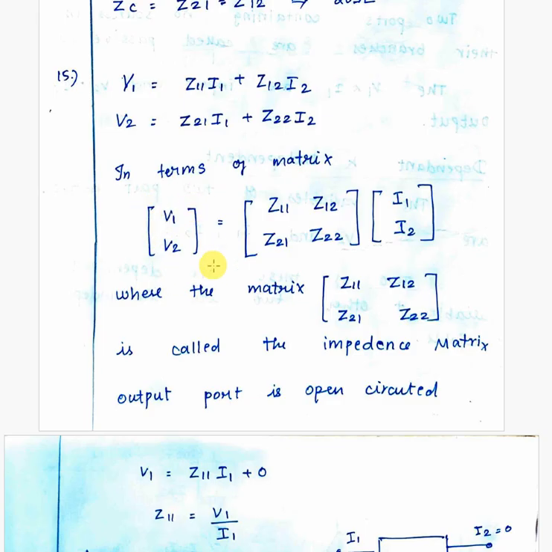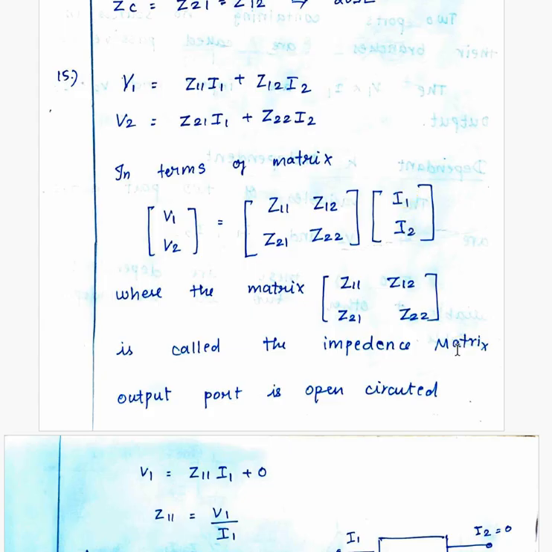In the next step, we are going to frame the matrix. So this is V equal to Z into I. In the impedance matrix, we have a 2 cross 2 matrix, because we have 4 parameters, and then I1 and I2.